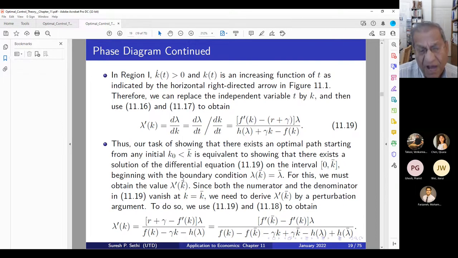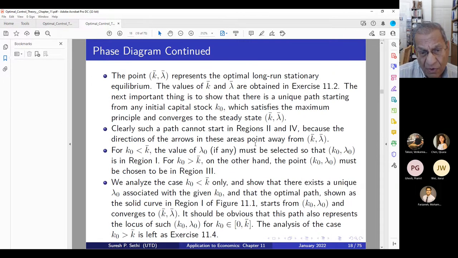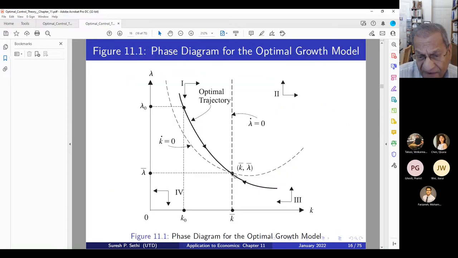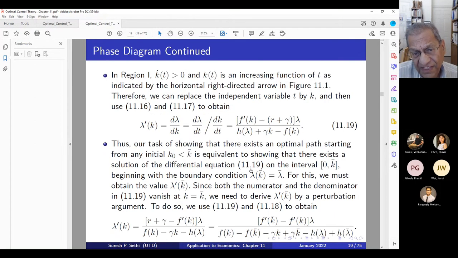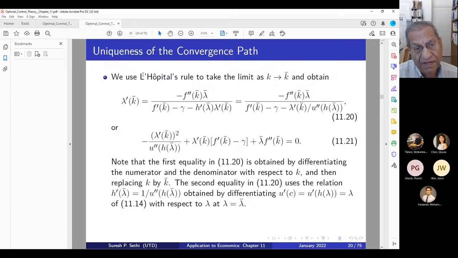I need to find out what is lambda prime K bar. Because how am I going to go anywhere from here if I don't know what the lambda prime is? But how do I find lambda prime? It's a tricky thing because I cannot find lambda prime K bar here, because if we put K bar here, then this is zero and this is zero. So lambda prime K bar is zero divided by zero, which is an indeterminate term. And the only way to find a zero by zero indeterminate term is using the L'Hopital rule. See, the L'Hopital rule, that's what we have to do.